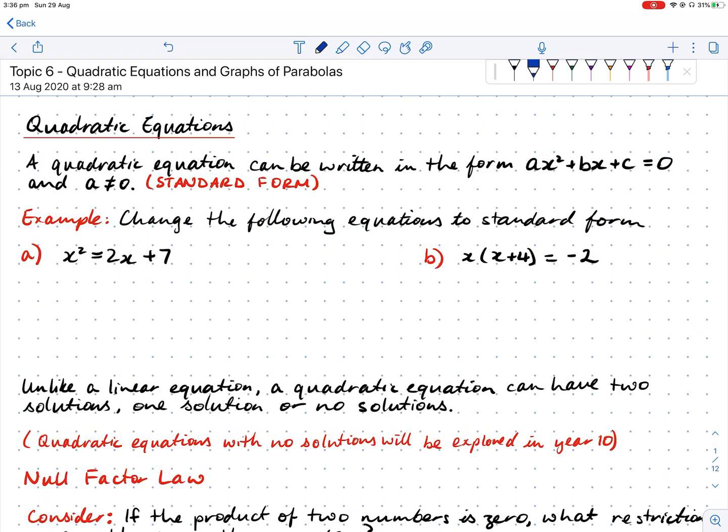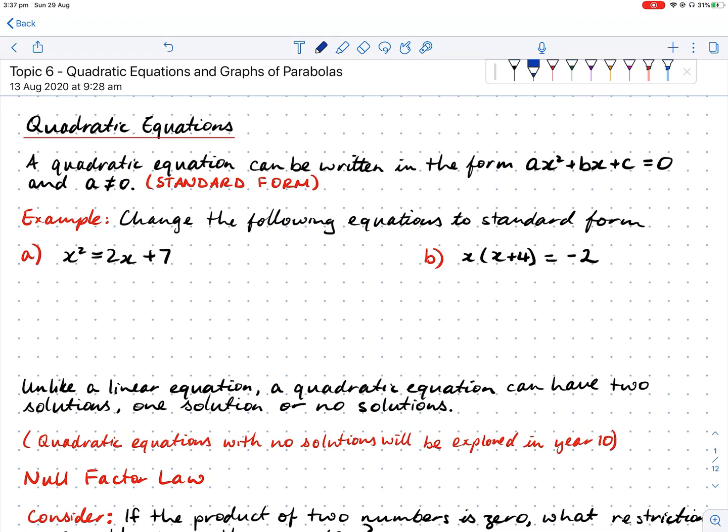Today we'll be starting part 2 of the work on quadratics. So last chapter we were looking at quadratic expressions. What we're now moving on to are looking at solving quadratic equations and also what happens when we go and try to draw these on a number plane. So just to start off with, we're looking at quadratic equations.